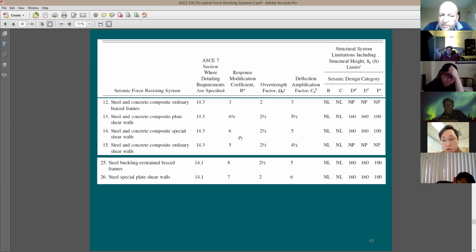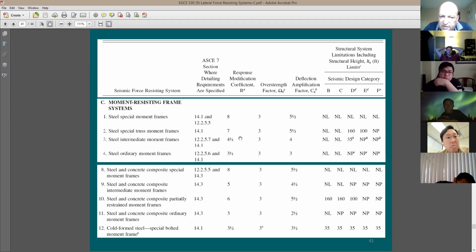I'm gonna come here to the next category, the moment resistant frame. Once you have your moment resistant frame, I'm gonna start with the steel special moment frame and look here at the R factors. It gives you 8. And then you have different R factors. You can go to ordinary, and you can also see intermediate, 4.5. Look at the big difference.